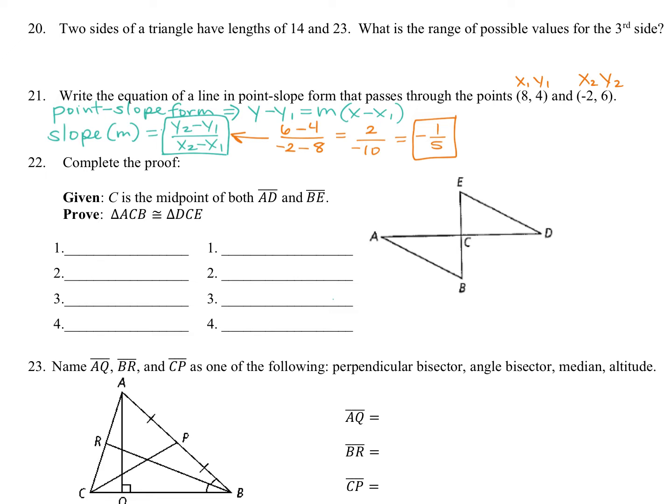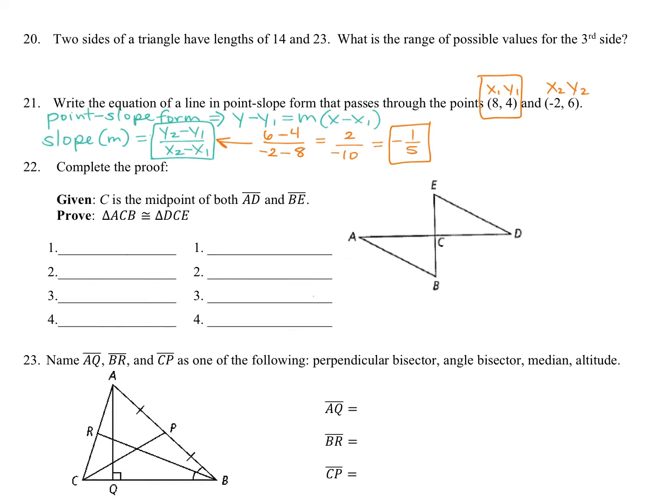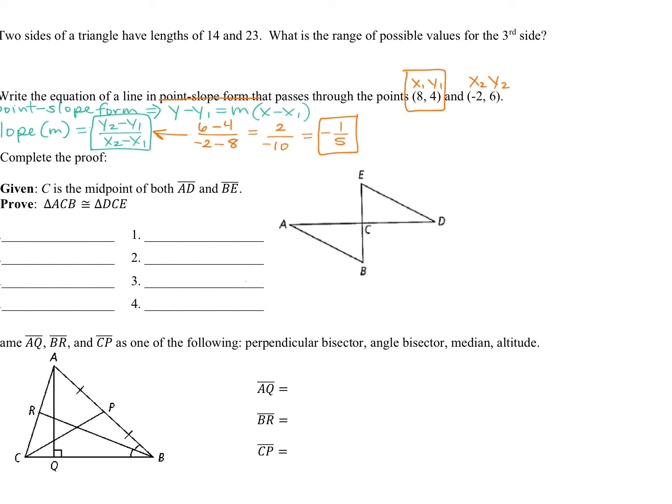Pick one of your points, and you may pick either one. They both work. They're both going to get you a right answer. I typically just stick with either what is the x1, y1 already, or whichever one doesn't have negatives is sometimes an easier way to go. So now we're just plugging into this equation. Y minus your y1 value, that's the 4, equals negative 1/5, your slope, times x minus your x value, which is the 8. That is your answer.